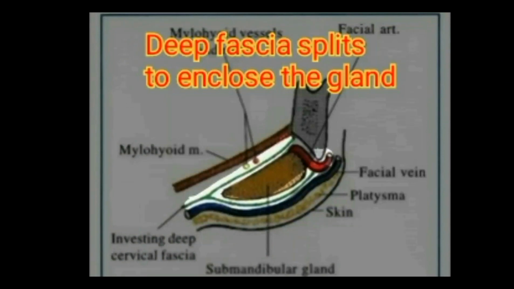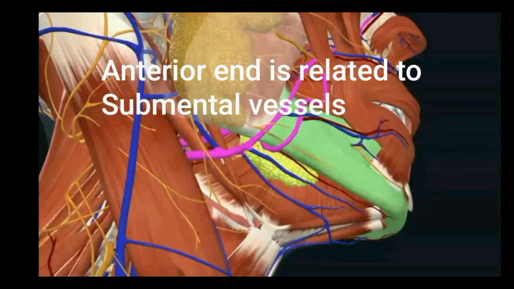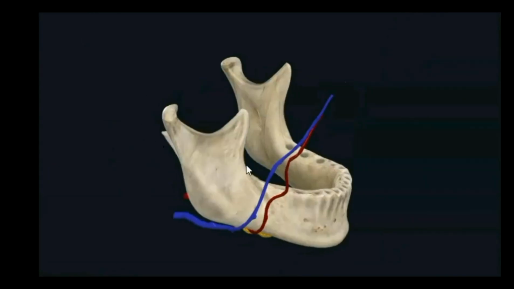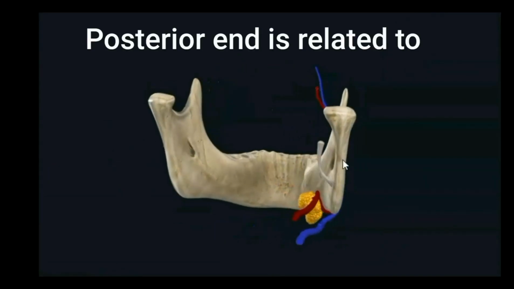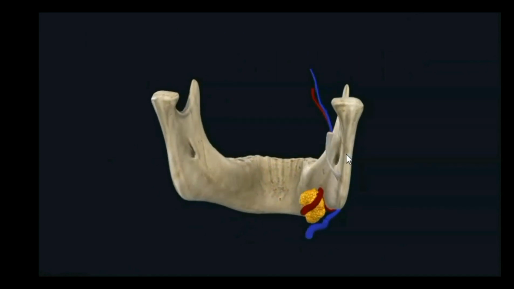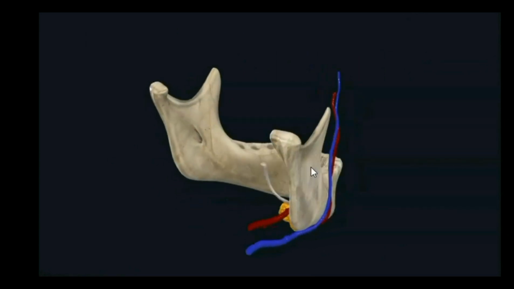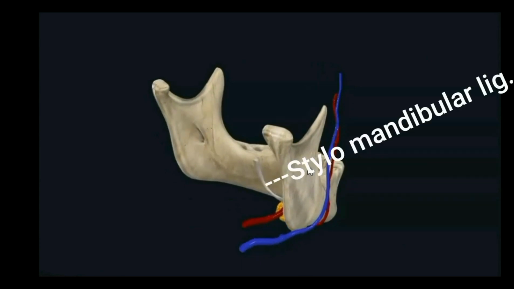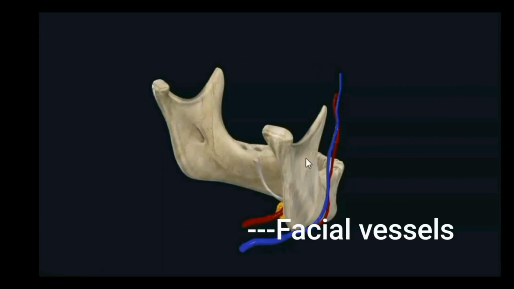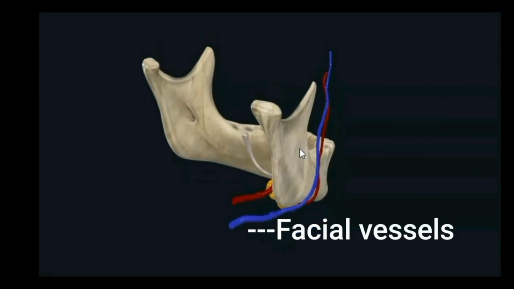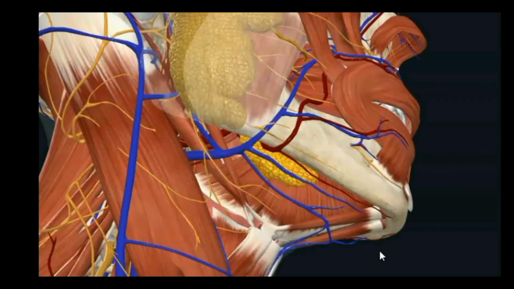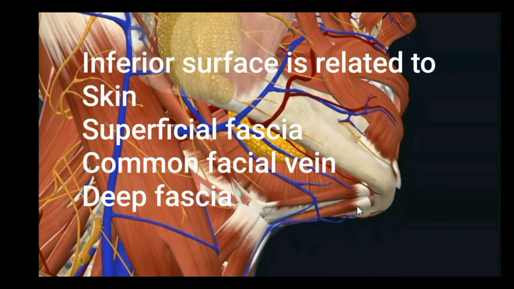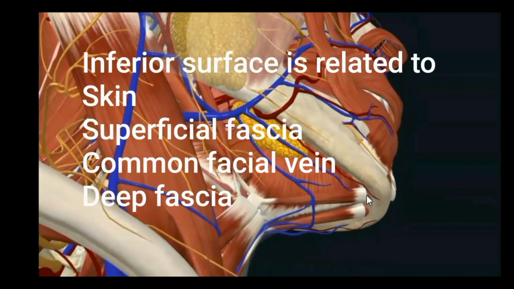And here in this diagram you can see the deep fascia splitting to enclose the large superficial part. The anterior end is related to the submental vessels and the anterior belly of digastric, whereas the posterior end is related to the facial vessels and the stylomandibular ligament, which is nothing but a thickened part of this investing layer of deep cervical fascia. Facial vessels are related there, and this posterior end is also related to several structures.